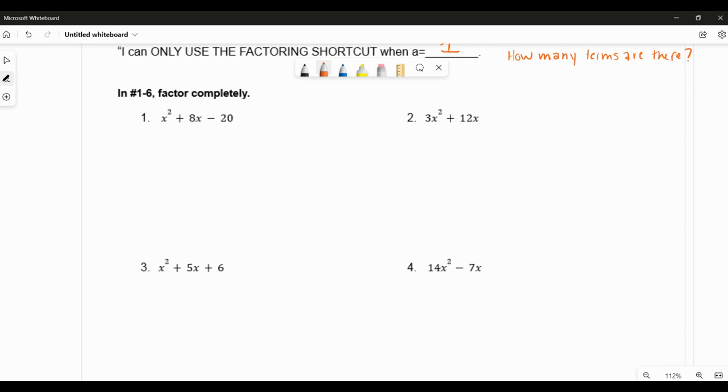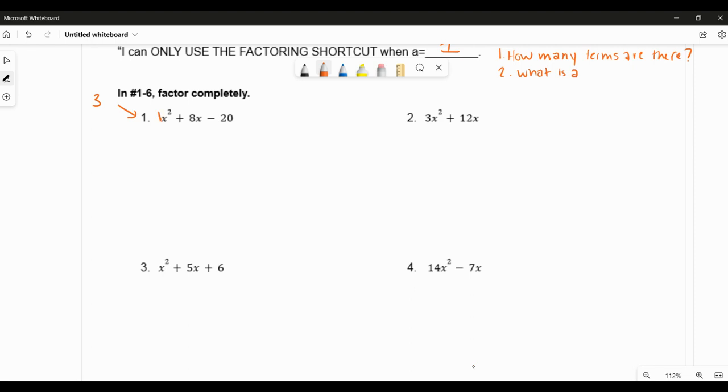Okay. So for example, number 1 has 3 terms. And if it has 3 terms, I am either going to have to use the x or the x box to factor this. If I want to figure out which one of those I'm going to use, the next question that I'm going to ask myself is, what is A? Well, let's look at this.